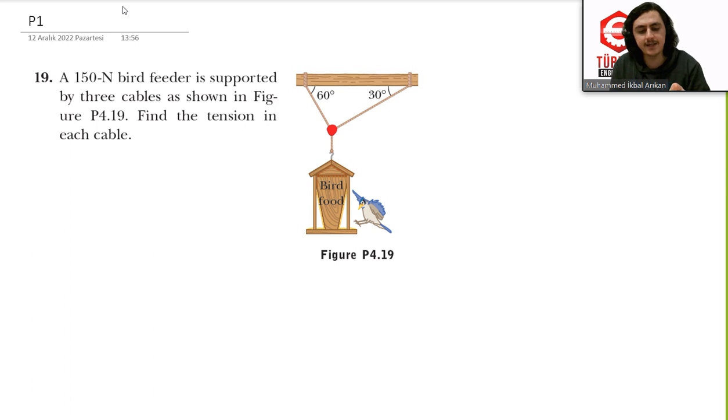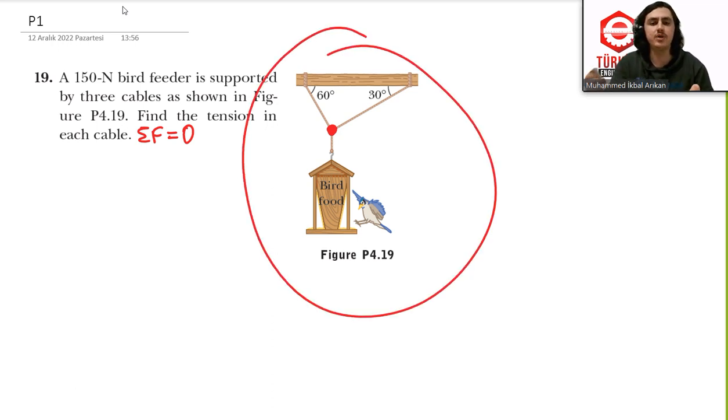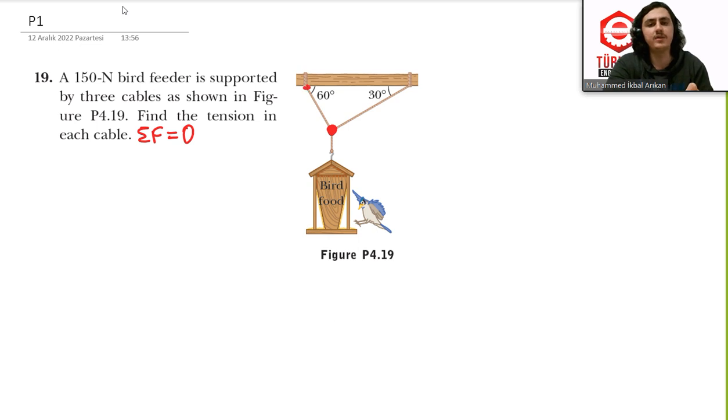But let's say in the question it is given that net force must be equal to 0. So how can you calculate the tensions? When the whole system is in equilibrium, any point you take must be in equilibrium. So I will take the special point, which includes three tension forces: tension 1, tension 2, and tension 3.